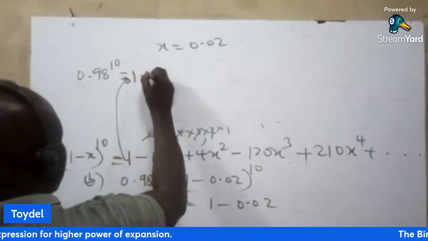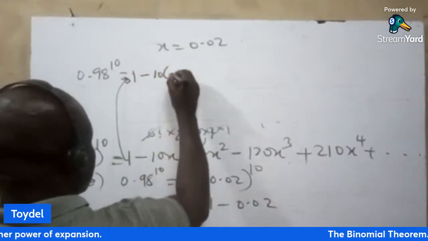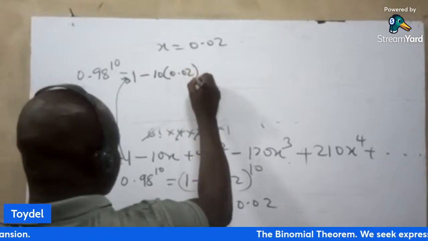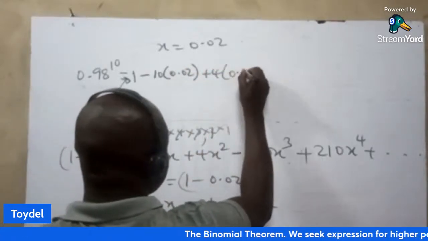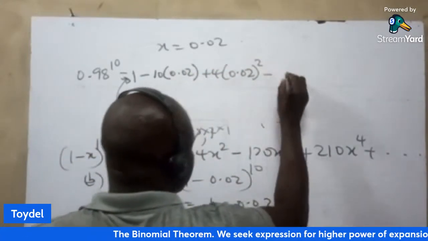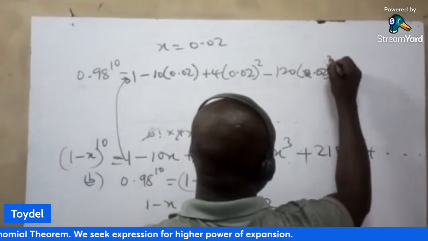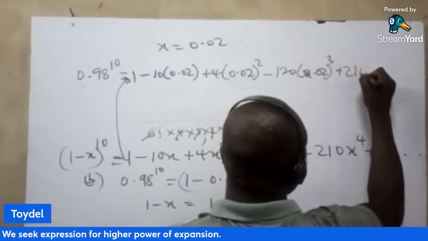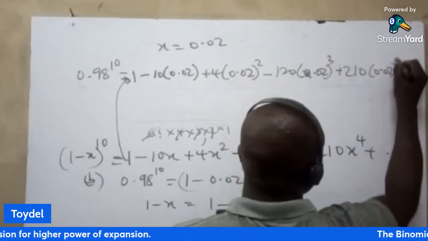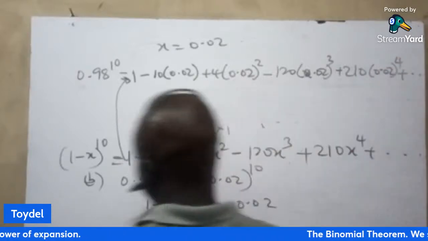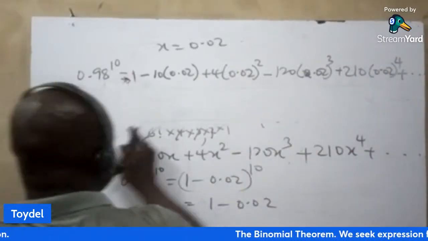I'm going to have 1 minus 10 into bracket, instead of x now, our x is 0.02, plus 45 into bracket 0.02 all squared, minus 120 into bracket 0.02 raised to power 3, then plus 210 into bracket 0.02 raised to power 4, plus dot dot dot, because we are asked to truncate it.